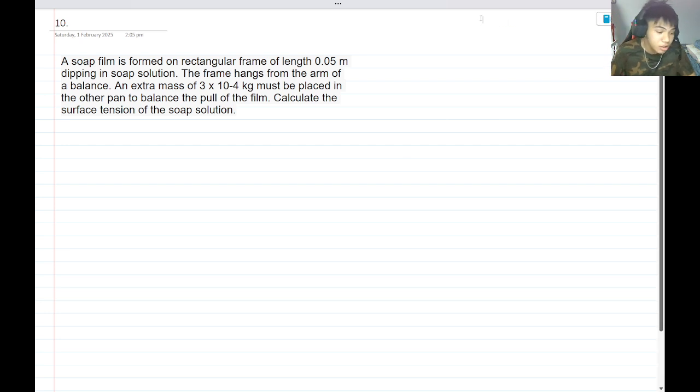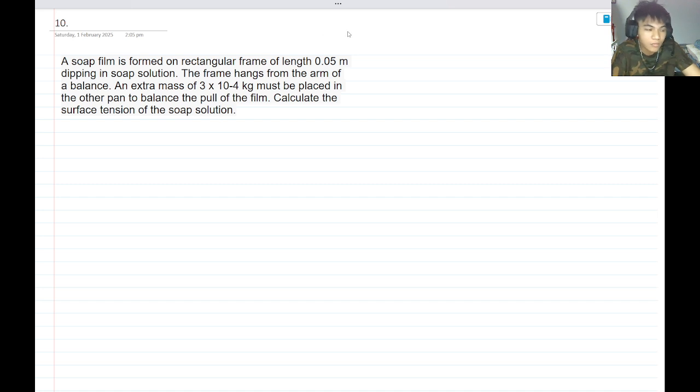Number 10. Yan. Ito medyo tricky. Even though the computation is short, medyo nakalito siya. But I'll try to explain the best I can. So, a soap film is formed on rectangular frame of length 0.05 meters, dipping in soap solution. The frame hangs from the arm of a balance. An extra mass of 3 times 10 to the negative 4 kilograms must be placed in the other pan to balance the pull of the film. Calculate the surface tension of the soap solution.